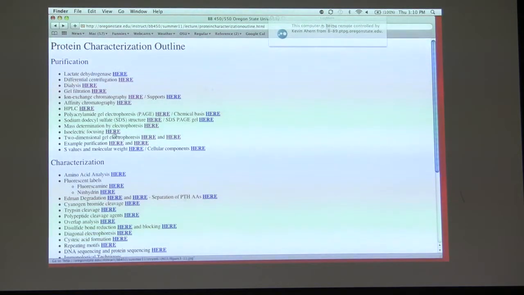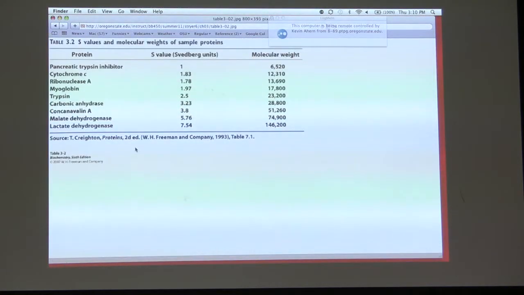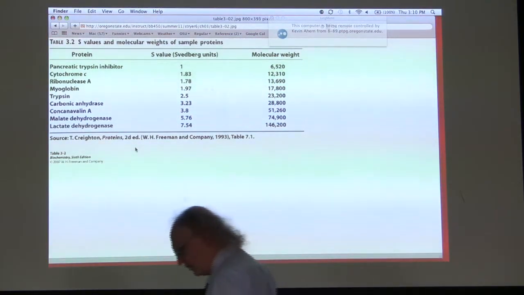Let's see, S values. I will mention them here because I think I had an S value in one of my highlights, if I recall correctly, and I apologize for that. The S values are not something we have to concern ourselves about. In fact, you're not responsible for them, but I'll tell you about them so you know what they are if you ever hear about them.